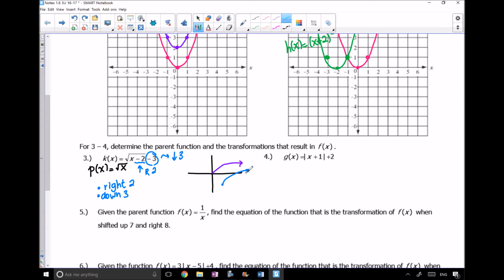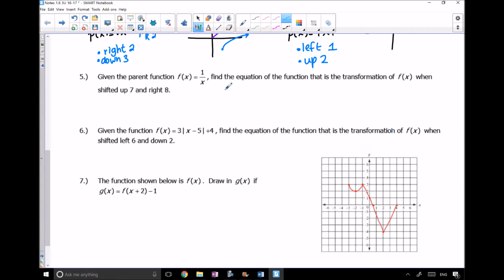Okay? All right, so now in number 4, if you notice right here, our parent function is going to be the absolute value function because it says g of x equals the absolute value of x plus 1 and then plus 2 on the outside of that. So if you remember, the absolute value function looks like a v, right? So right here, what this plus 1 is saying, since it's with the x, it means that we're going to the left 1. And then this plus 2 is on the outside, so that means we are going up 2. So I'm going to go left 1 and up 2, and this is what my graph would end up looking like right here.